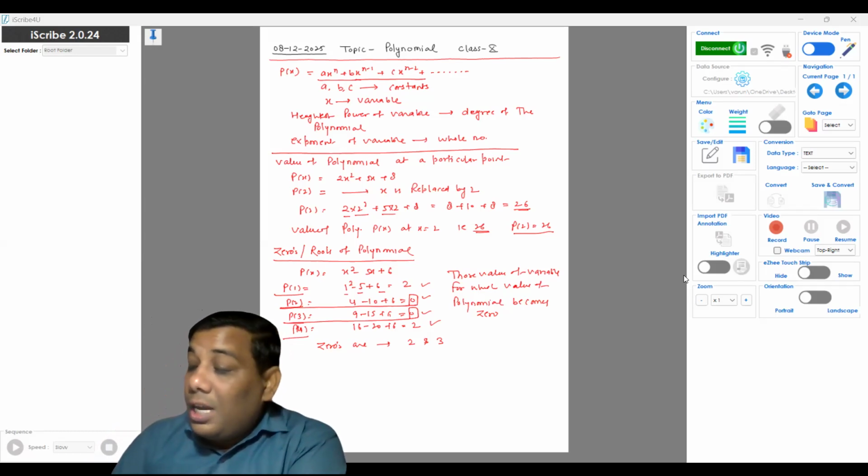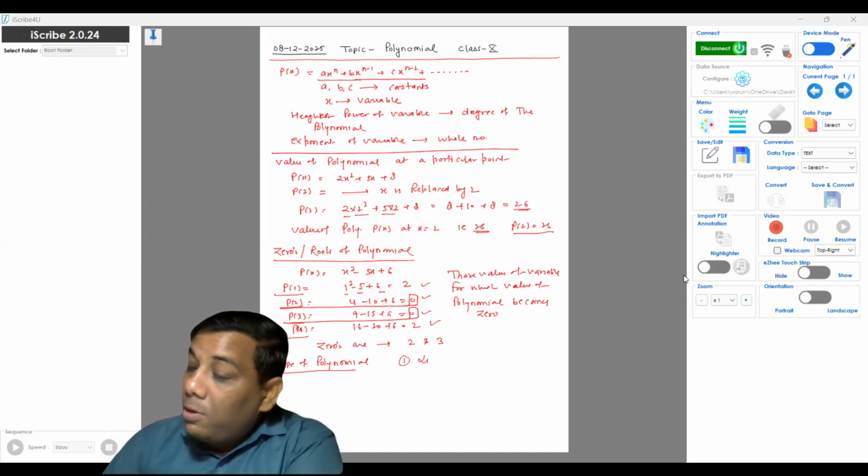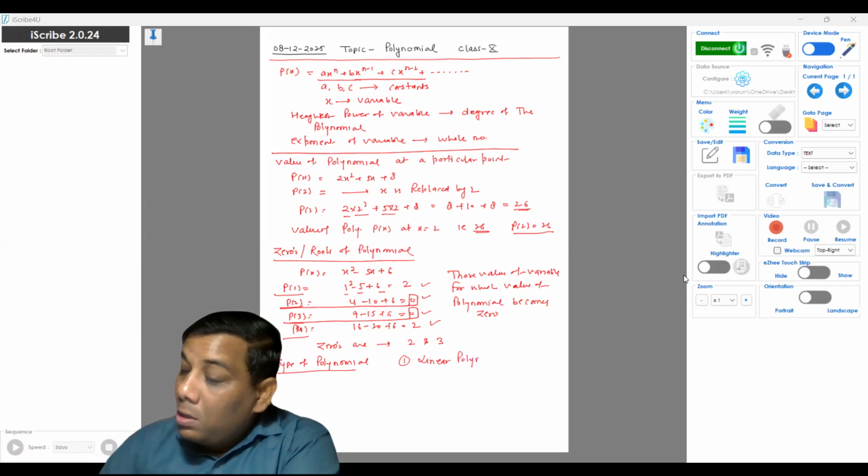Now, two general types of polynomial. First, the linear polynomial. Second one is the quadratic polynomial.